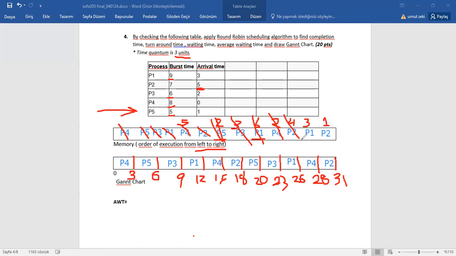And the last ones are P1 and P2. P1 has 3 nanoseconds left. I'm not going to put it back because it finishes execution. So it will be 34. And the last one is P2. It will be 35. Okay.